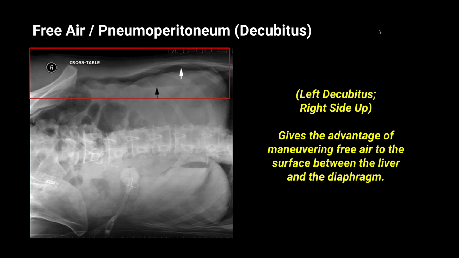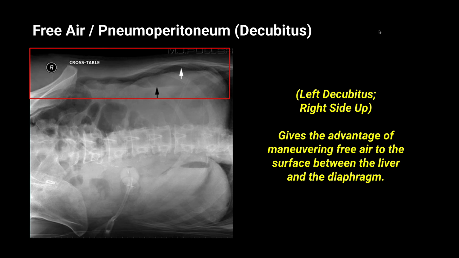Now, that same finding of free air can also be seen, as we've mentioned, on decubitus view. And more precisely, the most common view is something known as left decubitus view, where the left side of the body is touching the bottom of the table, and the right side of the body is pointing up superiorly. And there you can see a flat line forming at that free air, as air tends to always rise up superiorly. What this position, left decubitus, tends to do is maneuver the free air to that surface between the liver and the diaphragm. So that lets you more confidently determine that there is free air within the abdomen.